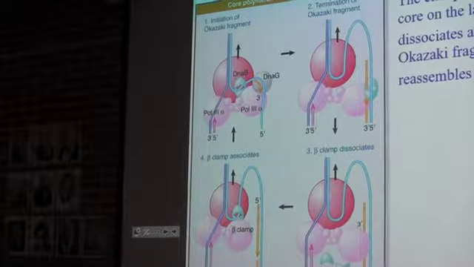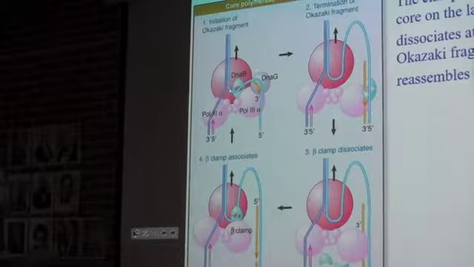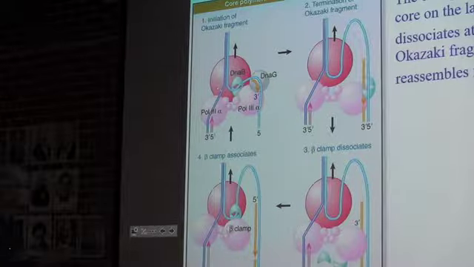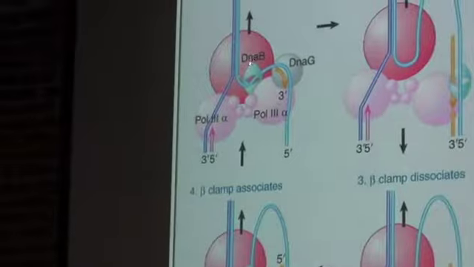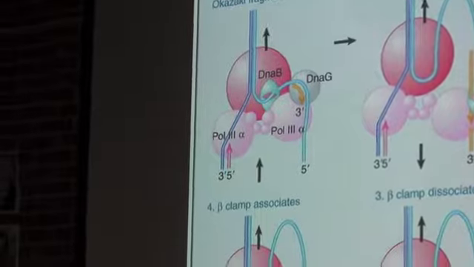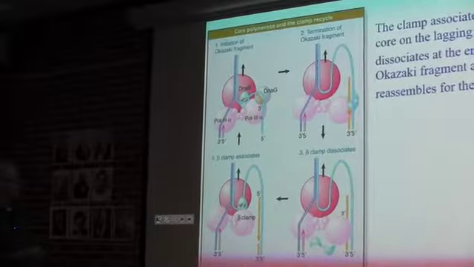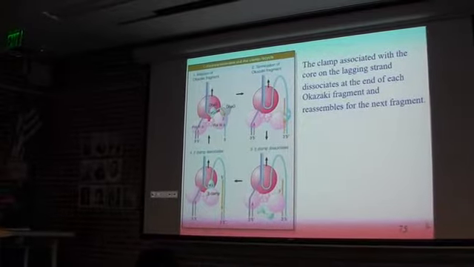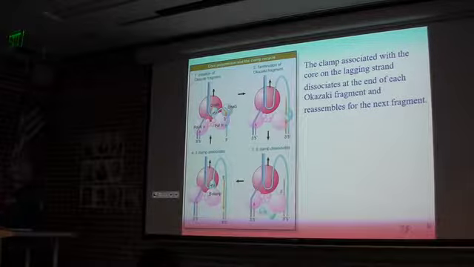It's a green necklace, has 6 subunits. Does it wrap around the template for the lagging strand? Or does it wrap around the template for the leading strand? Remember which way it goes? It travels 5' to 3'. That means it's going to have to be encircling the template for the lagging strand. I guess Lewin thought you guys would not see that. Okay, the clamp's associated with the core of the lagging strand, just associates at the end of the Okazaki fragments and reassembles the next fragment.